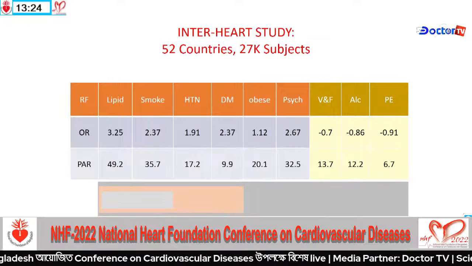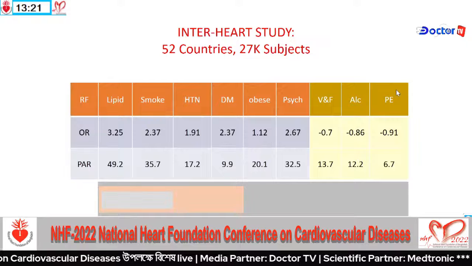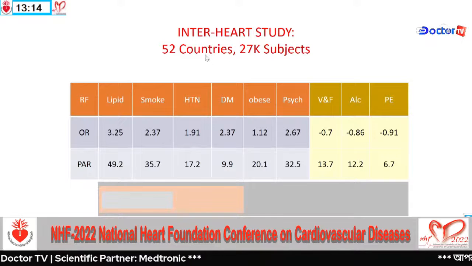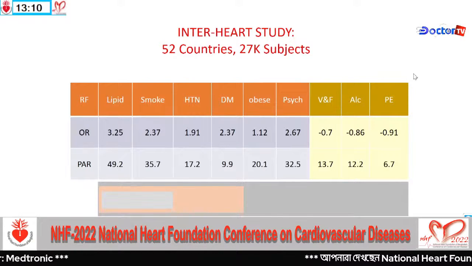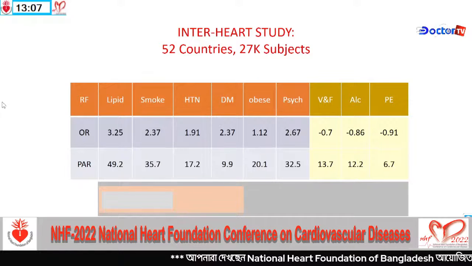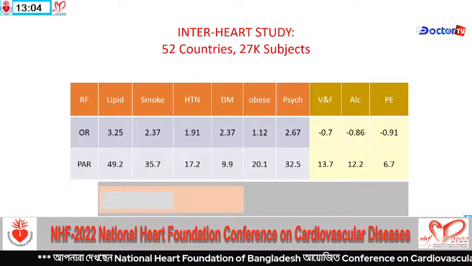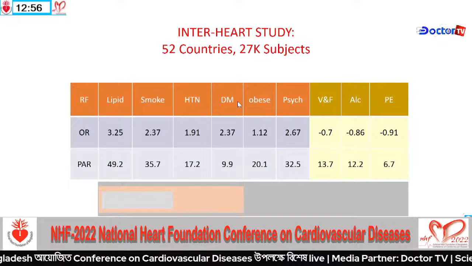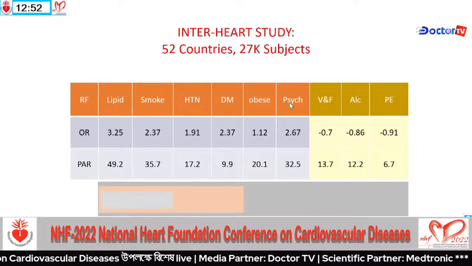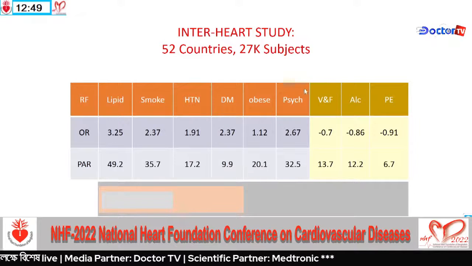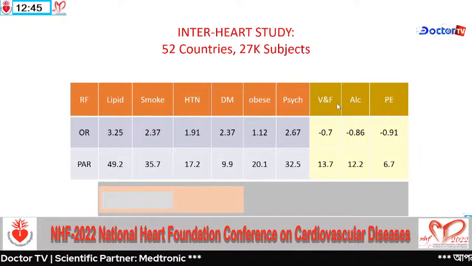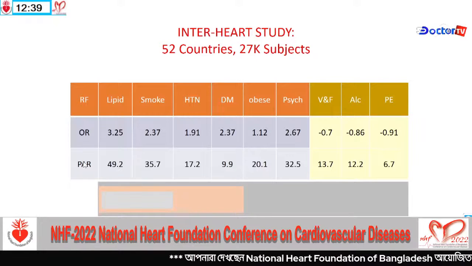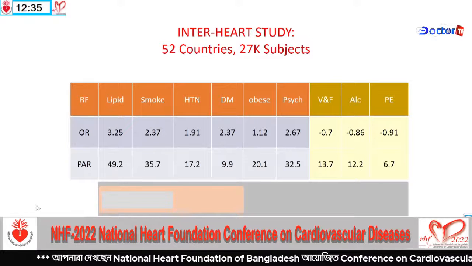And as you can see in this INTERHEART study, which I believe is one of the best studies of our time, and this was presented by Dr. Salim Yusuf, you will see that in 27,000 subjects from 52 countries, 9 risk factors were evaluated in those who had evidence of heart attack versus those who did not have evidence of coronary artery disease. They looked at the 9 risk factors: hyperlipidemia, smoking, hypertension, diabetes, 2 other risk factors, that is obesity and psychological stress, and 3 protective factors like the abundant use of vegetables and fruits, use of alcohol, and significant physical activity.